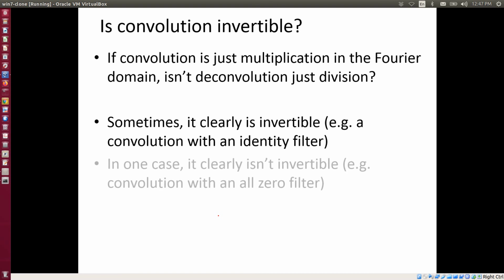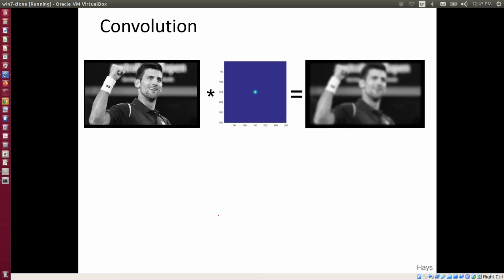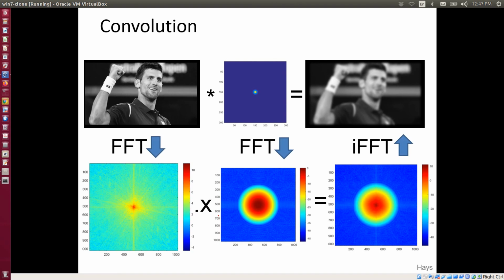So, we asked previously, is convolution invertible? And it depends. Now it's become very clear. If you think of the frequency representation, convolution is like you do an FFT for the original image, then do an FFT for the filter, and then you multiply them and do an inverse FFT, you get this back. So when will I be able to get from here back to this one?